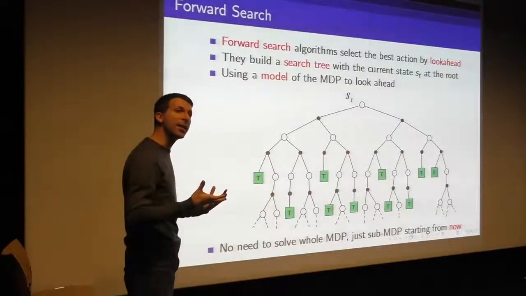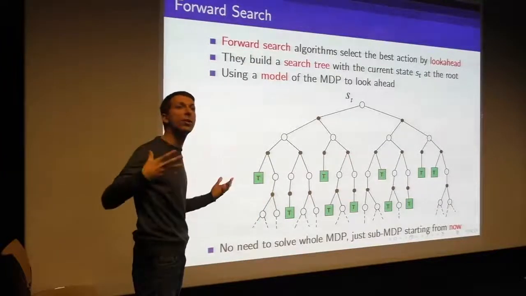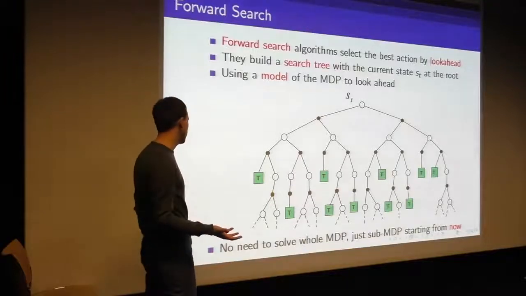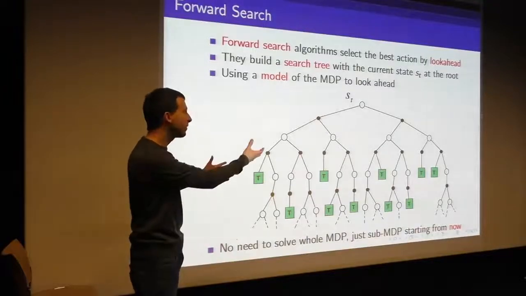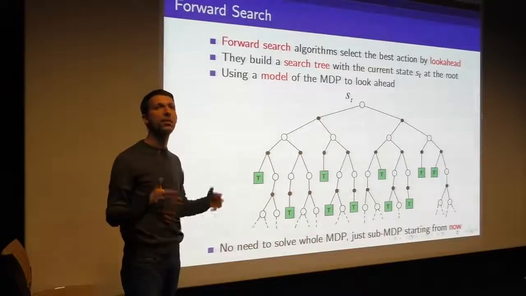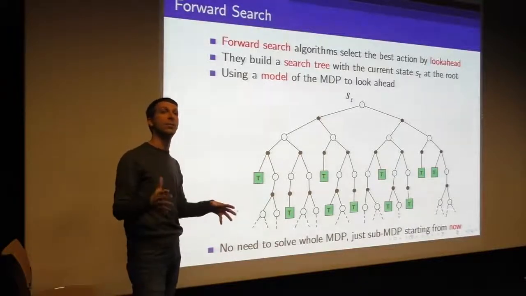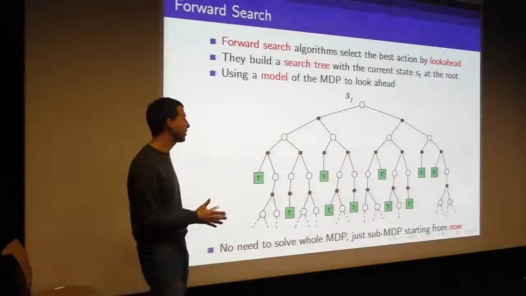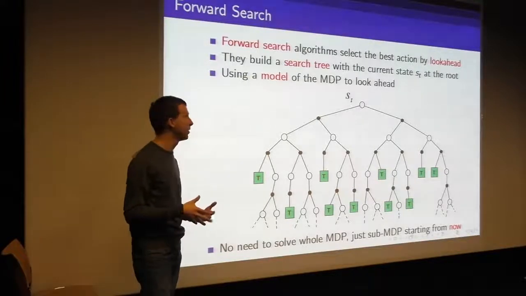And that lets us look ahead. It lets us look at this whole tree of contingencies of what might happen in the short-term future. And the main point of this slide is to say that we don't need to solve the whole MDP. Solving the whole MDP is a big waste of resource. We just need to focus on the sub-MDP that starts from now.